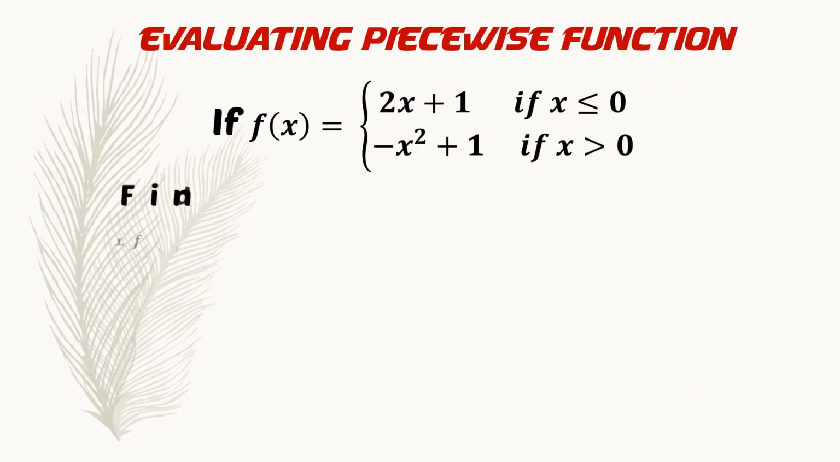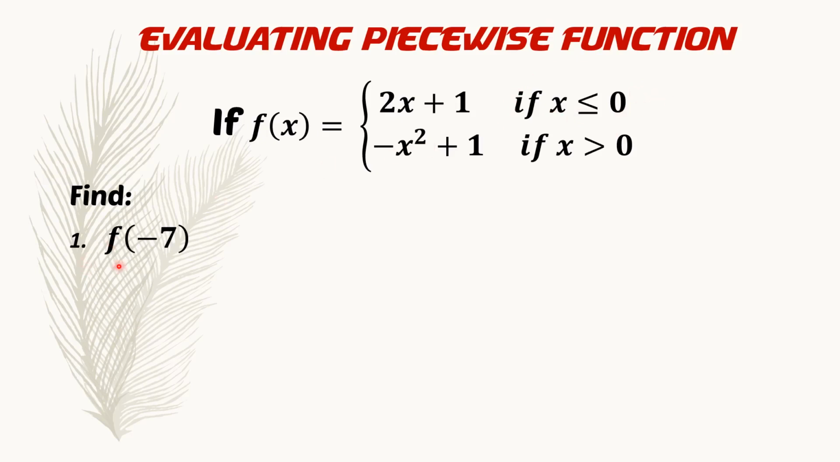Let us evaluate a piecewise function. For example, f of x is equal to 2x plus 1 if x is less than or equal to 0, and negative x squared plus 1 if x is greater than 0. So we have here two equations. For 2x plus 1, the domain is all numbers less than or equal to 0. For negative x squared plus 1, the domain is greater than 0, meaning those numbers that are positive. For the first one, those numbers that are negative, including 0.